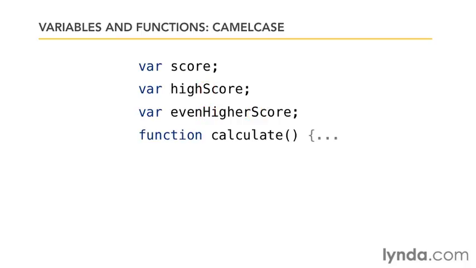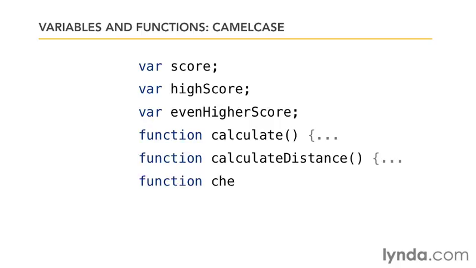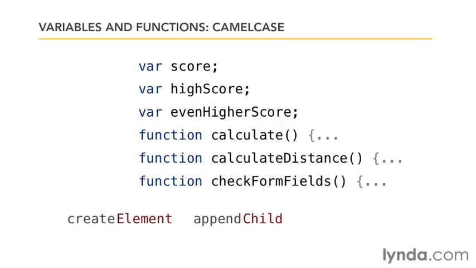Functions are named the same way, or methods if they're in an object. Now, these are typically multiple words for clarity, and often in a loose verb-noun format. Think of the way that we work with the DOM. Create element, append child, get element by ID.